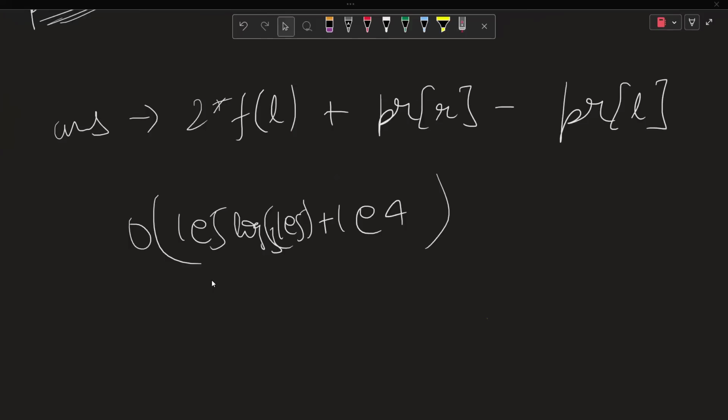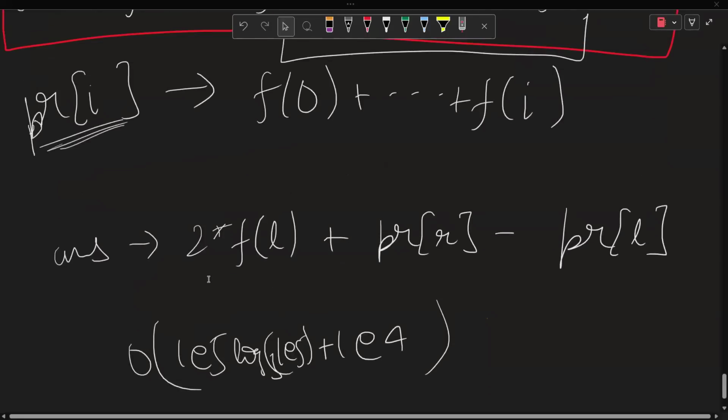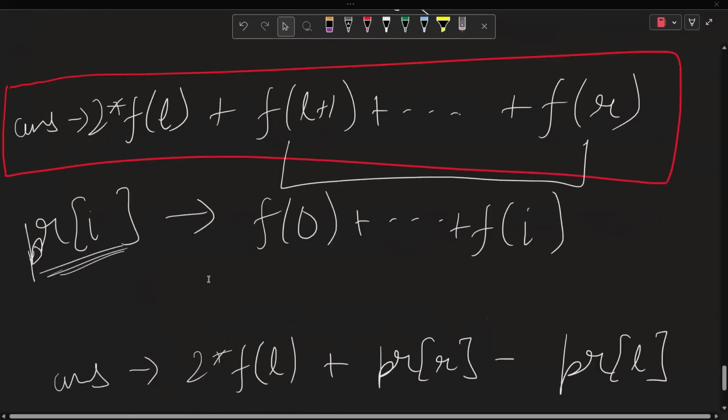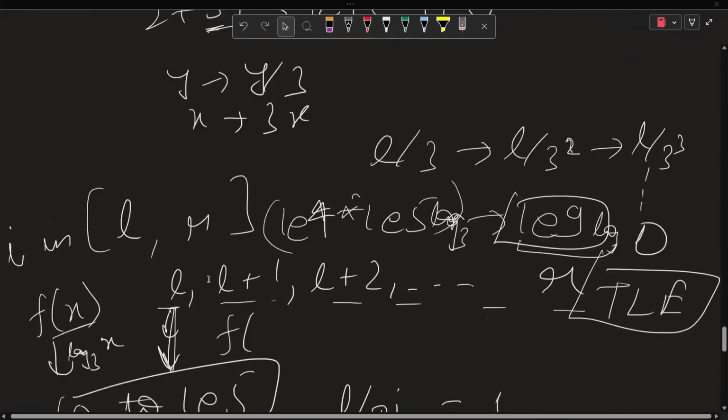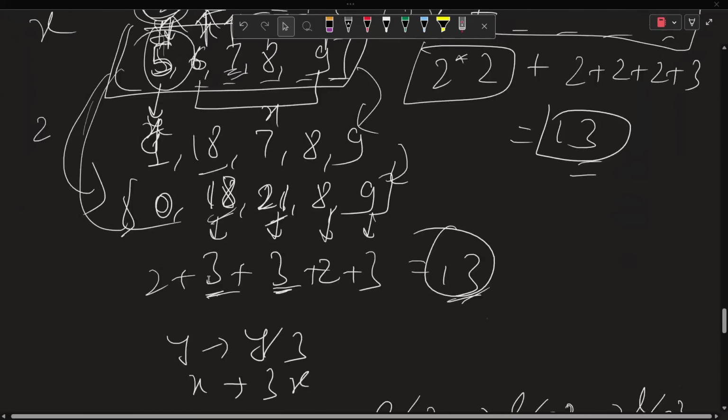Okay. I hope this is clear. So we can just look at the code now. Sir, before the code, please make a prefix array by taking a small test case. Okay. For this test case only, I will try to make you understand.